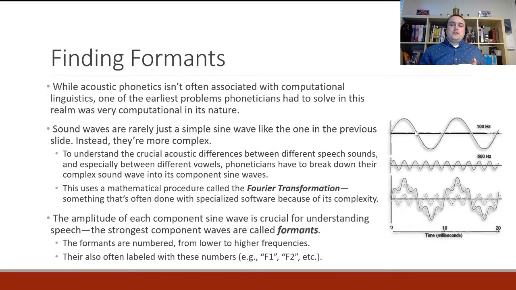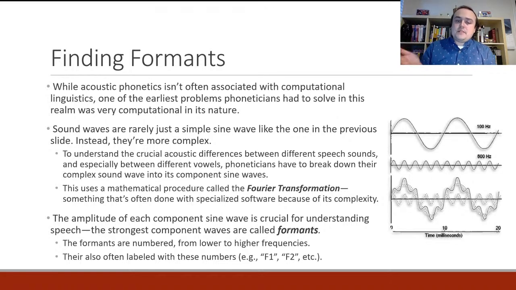So if we were to just be breaking this down into these formants, this would be formant 1, the one with the lower frequency, and this would be formant 2. Also, formants are going to be the strongest component waves. You'll have tons and tons of component waves in any given piece of acoustic data from speech. The formants are going to be the ones with the highest amplitude. So they're the strongest component waves.